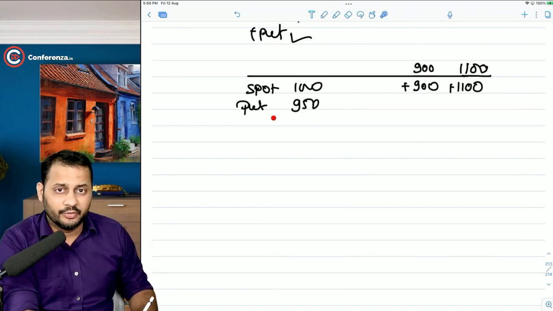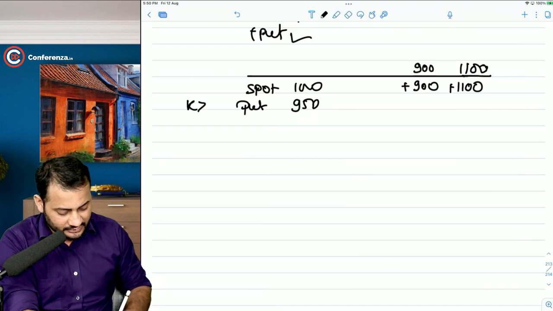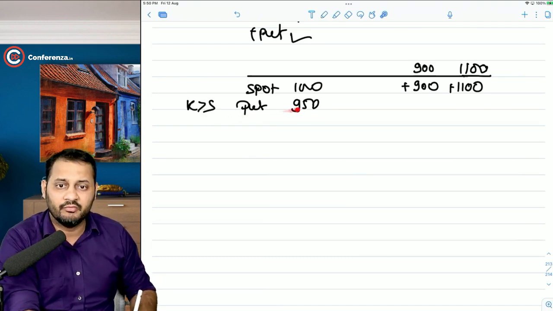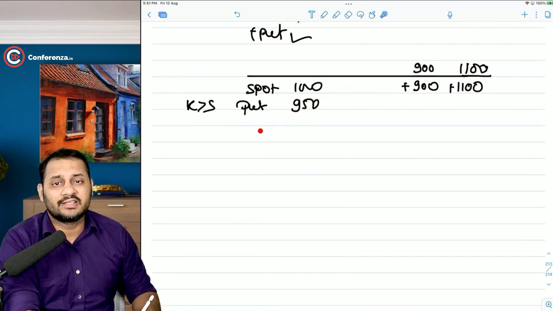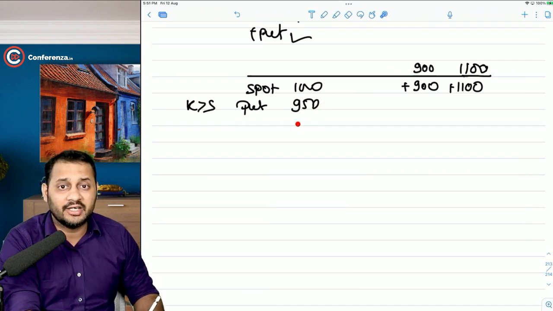But what will happen to the put option? See, a put option is exercised only when the strike price is greater than the spot price. We want 950 to be higher than the spot price to exercise this option. In this case, if the market price goes to 900, I have the right to sell it at 950, and I will exercise this right because I can sell it at a higher price.